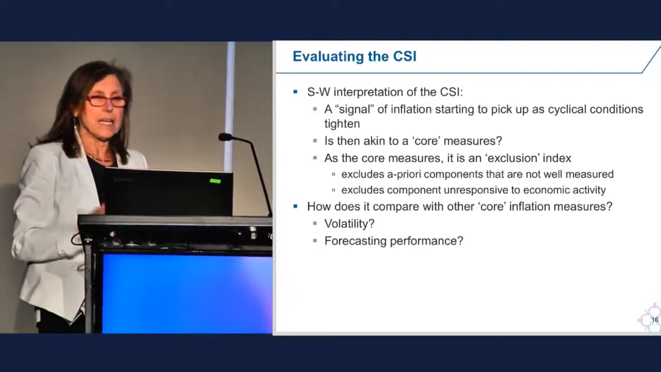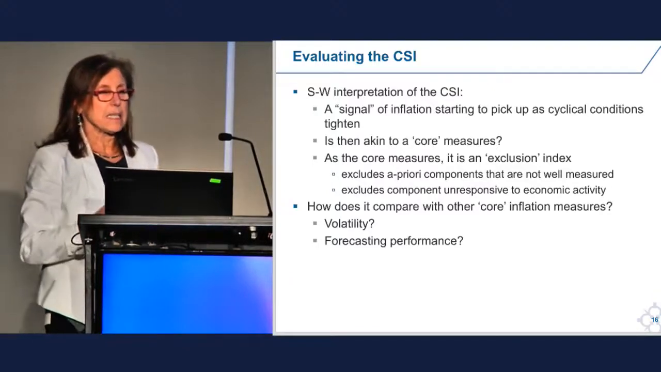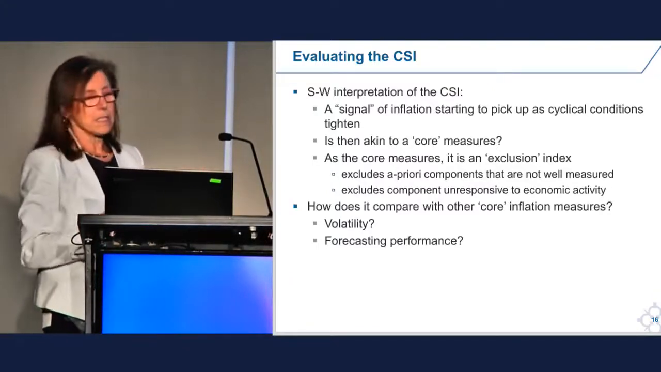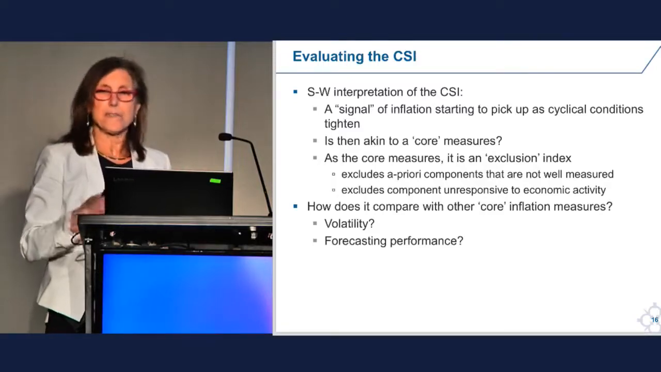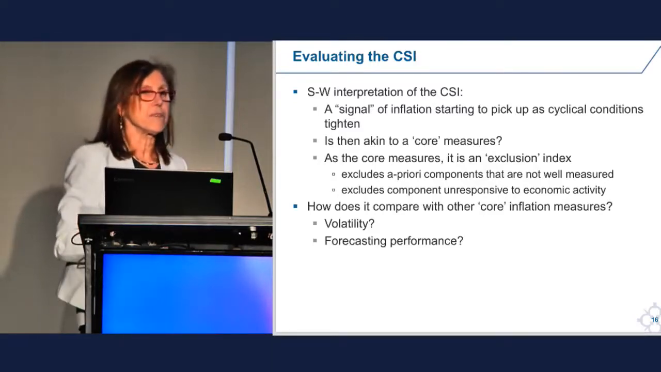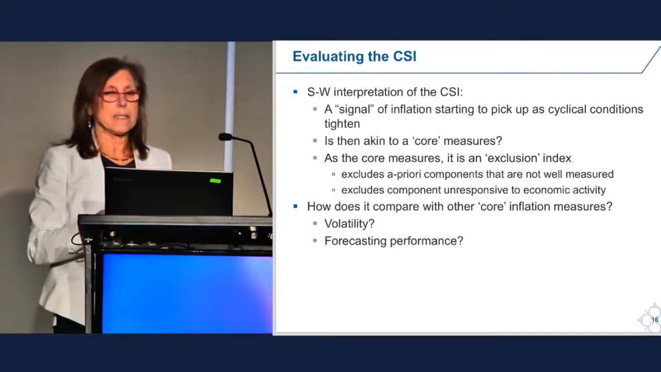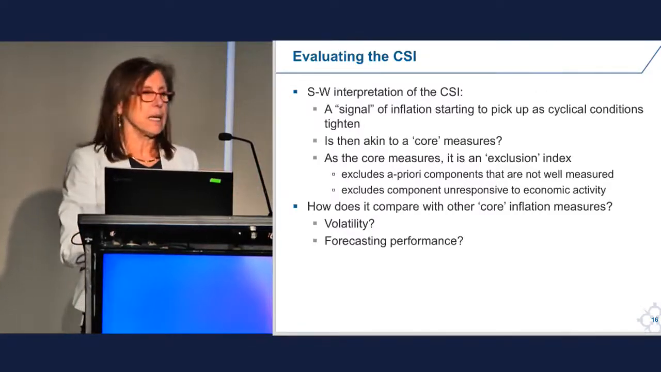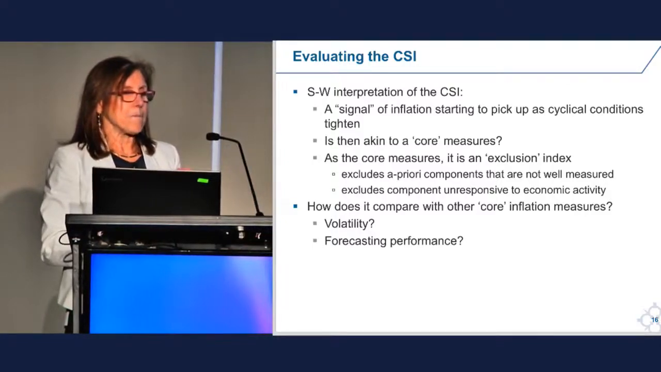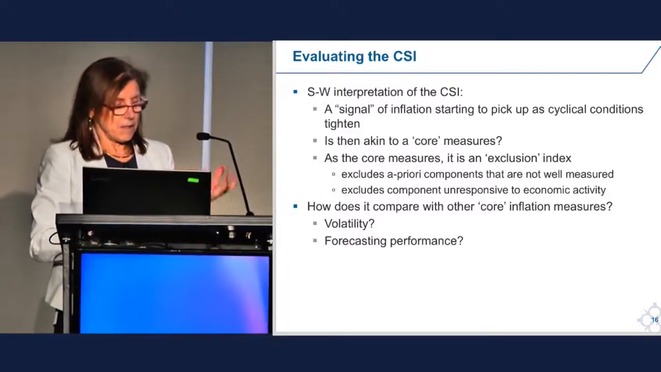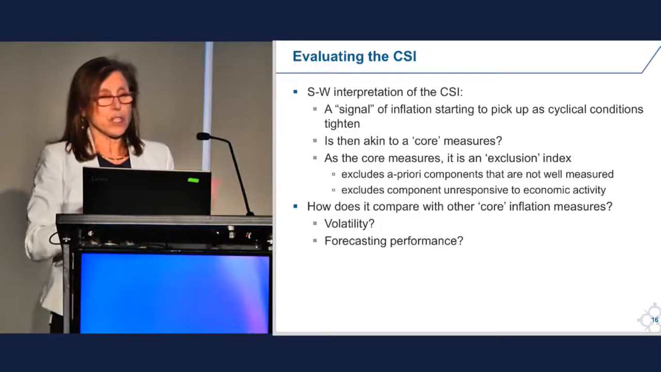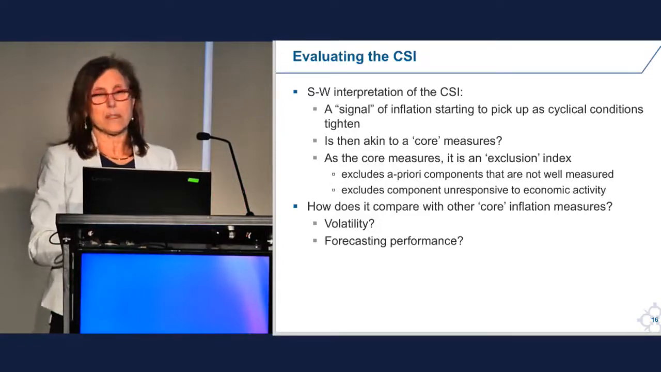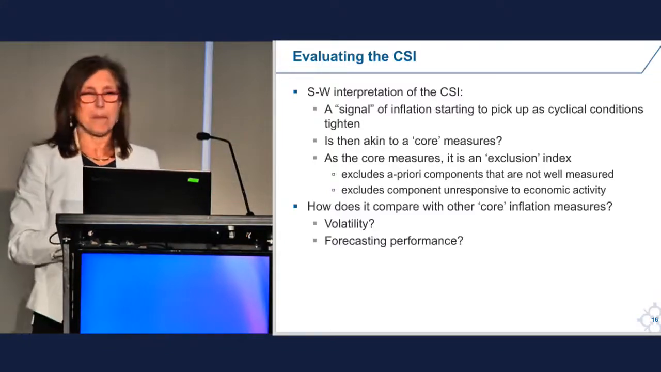Okay, so their interpretation of CSI, and Mark was very clear, is that CSI can be used as a signal that inflation starts to pick up when cyclical conditions tighten. In fact, that's the logic under which it's constructed. Now, given the kind of uncertainty that we have about measuring the slack, this is well justified, and it could be a good substitute for a measure of slack.